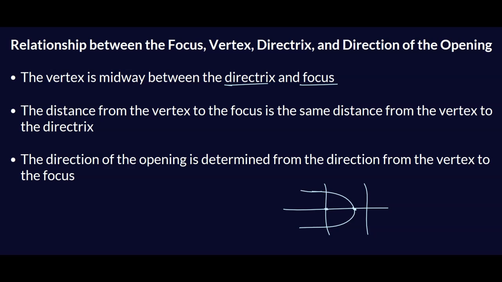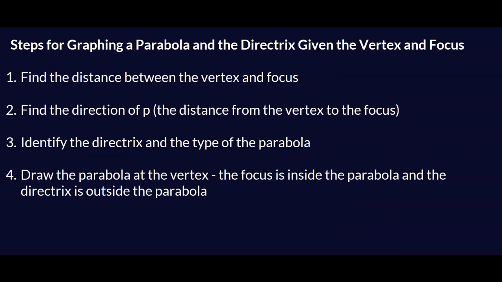Let's look at some steps here and then we'll do some examples. It will all make so much sense. So what are the steps for graphing a parabola? First, you want to find the distance between the vertex and the focus. Why do we need that? We need to get p. Find the direction of p, the distance from the vertex to the focus.